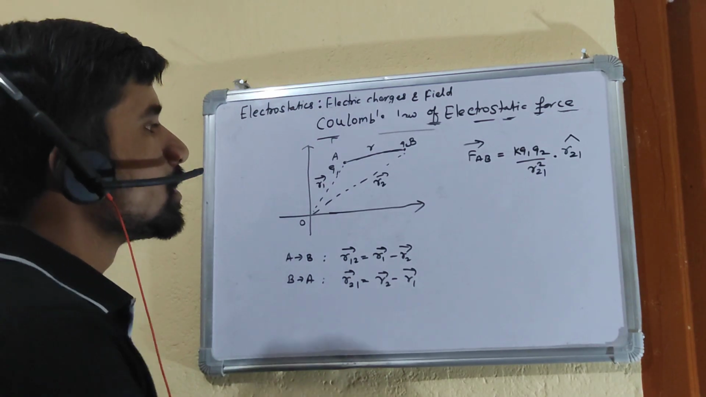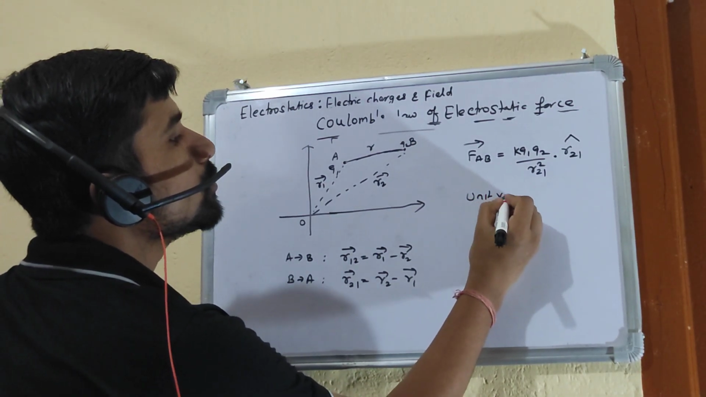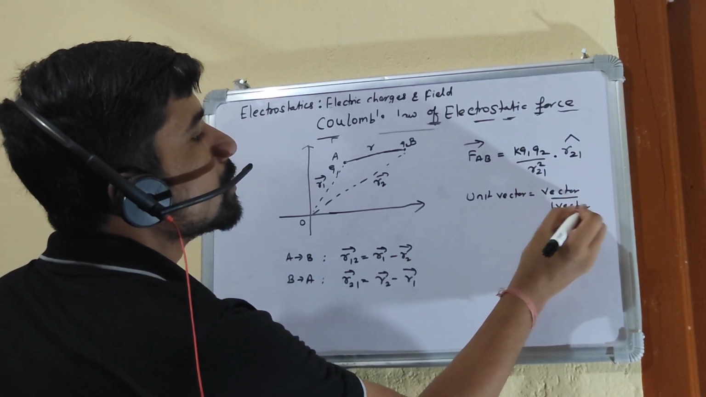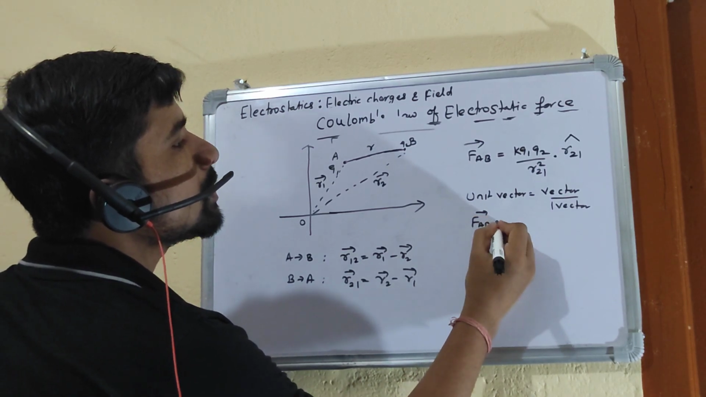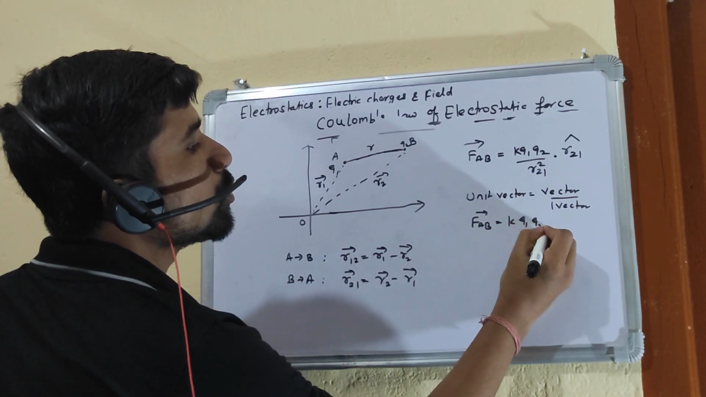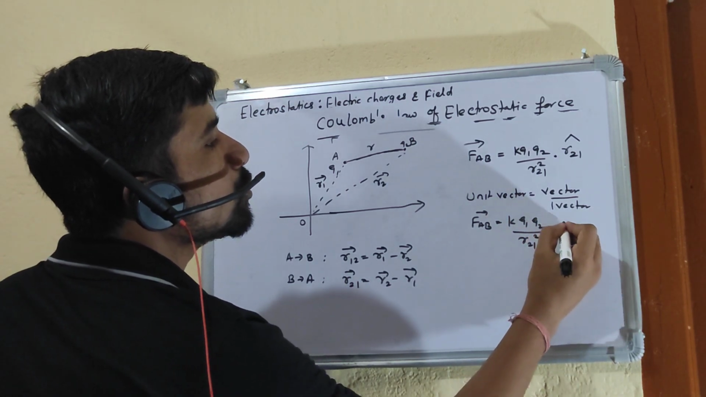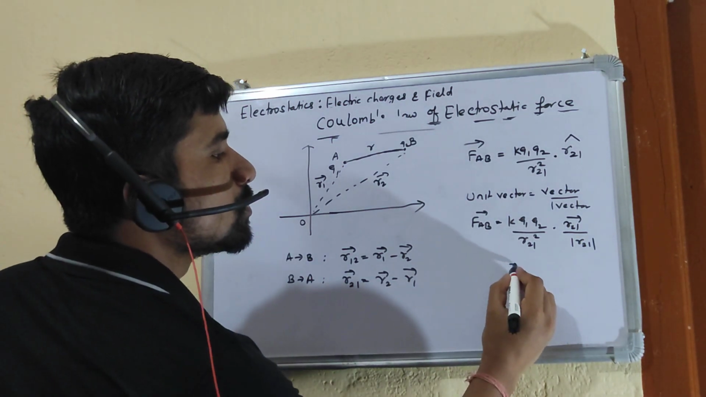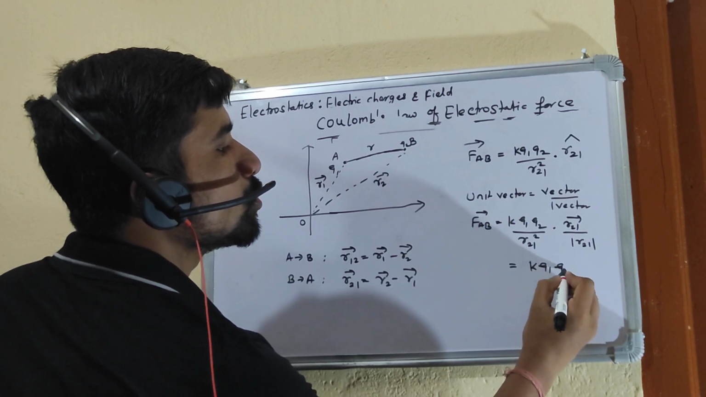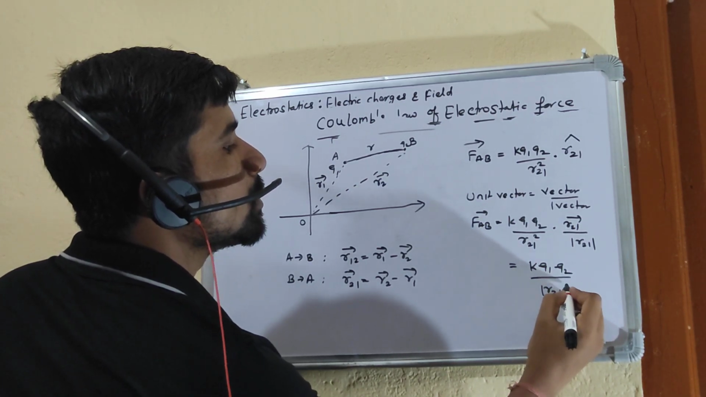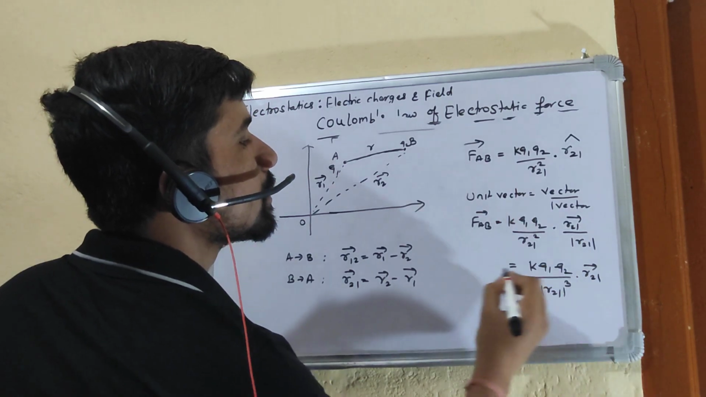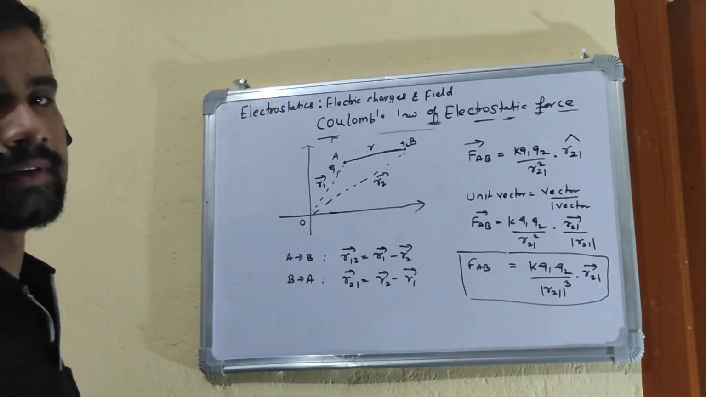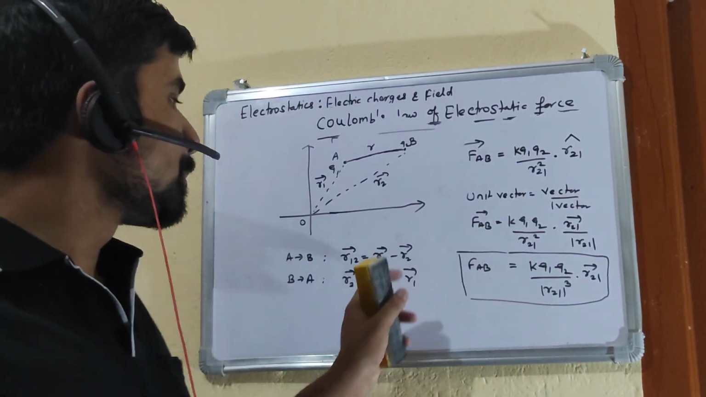Let's simplify this a bit. You know, a unit vector is a vector divided by its magnitude, right? So now FAB will be k q1 q2 by r21 square into r21 vector by mod of r21, right? So this becomes k q1 q2 by r21 cube into r21 vector, right? So this is the force on A due to B.